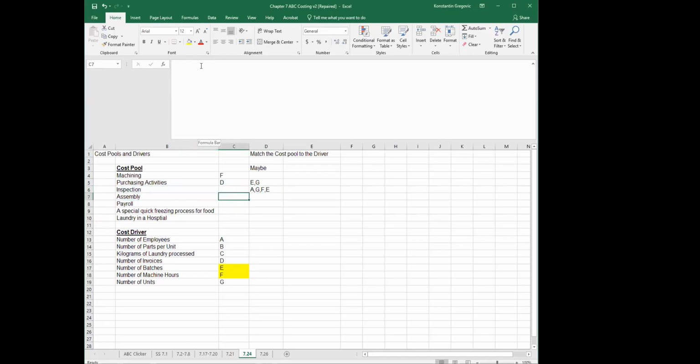What about assembly? G, can it be G assembly? It can be determined by a number of units produced, could be part of assembly. So we got two G's. So Jill says G. Oh, Loop says E, number of batches. Okay, let's put that in the maybe. Oh, Polo says E as well. Okay, we're gonna have to put G over here. E has now overtaken G. Got two E's. Anybody else? So E was saying number of batches for assembly. Okay, we'll come back. What about payroll?